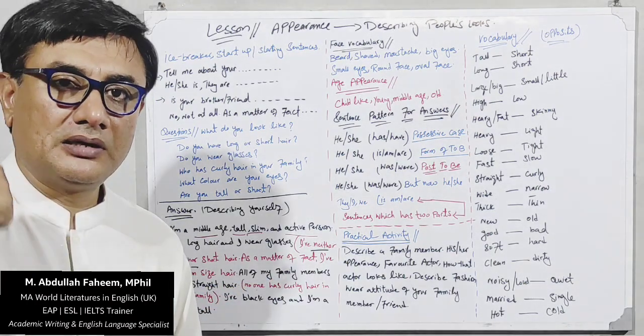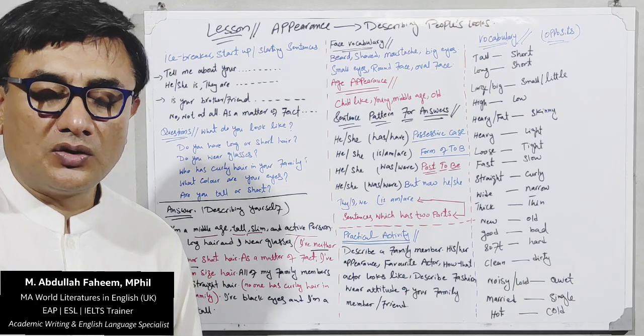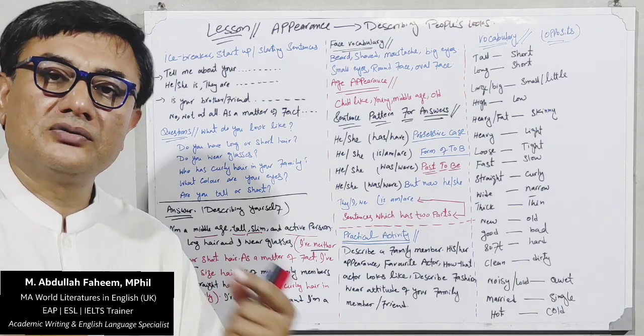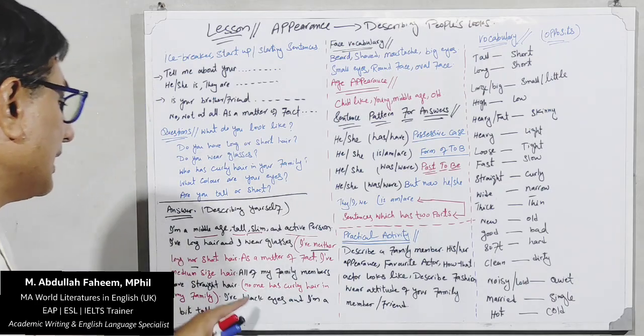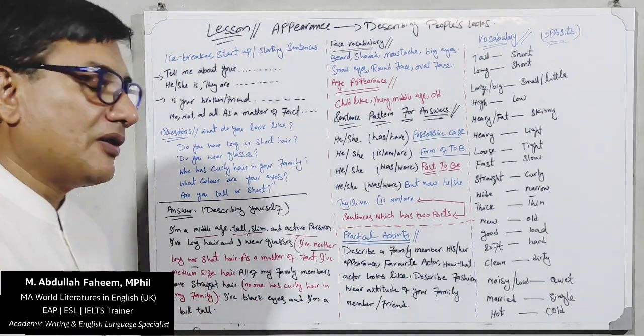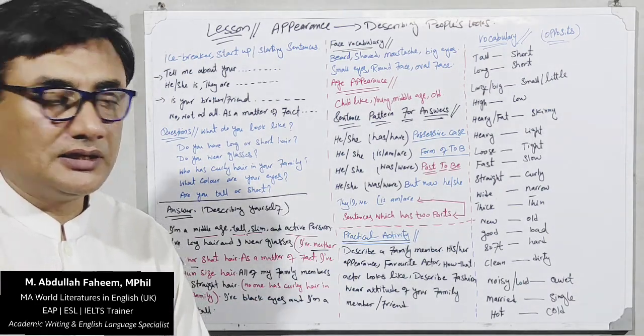All of my family members have straight hair. मेरी सारी फैमिली के बाल लंबे हैं. आप इसे चेंज कर सकते हैं. All of my family members have curly hair. उनके curly बाल हैं. They have short hair. They have long hair. लंबे बाल हैं. And no one has curly hair in my family. आप ये भी कह सकते हैं, यानी किसी के curly बाल नहीं हैं.